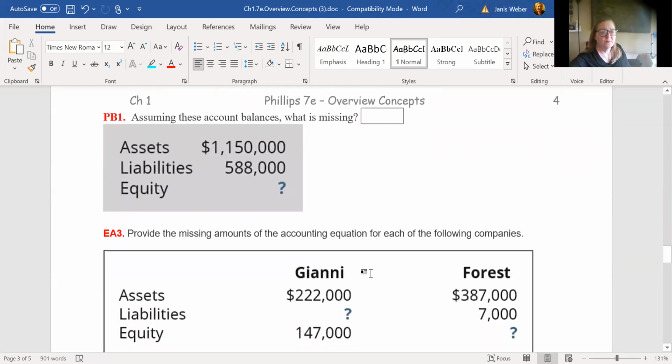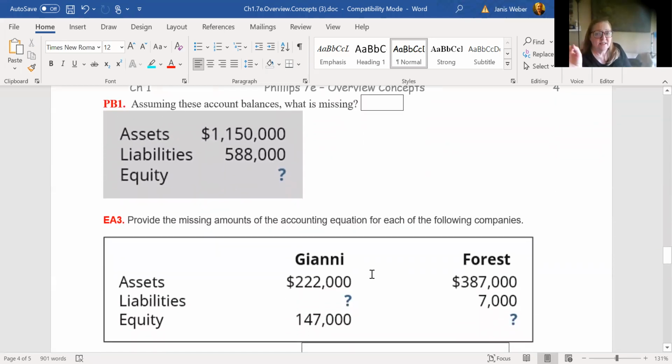I've got a few more of these. If I know that assets is 1,150,000 and liabilities is 588,000, then I can easily find equity, because I know that liabilities plus equity equals the asset number. So I'm just going to subtract liabilities from the asset amount and see how much is left. That's got to be my equity, 562,000, right?